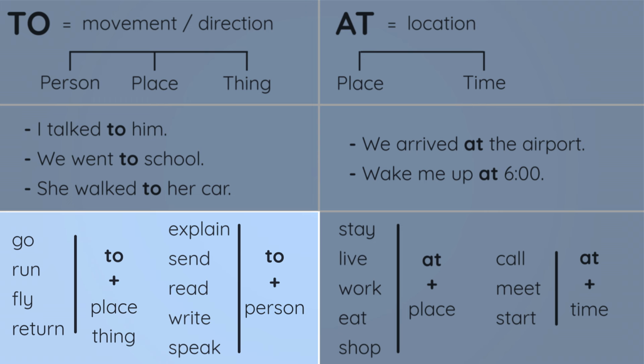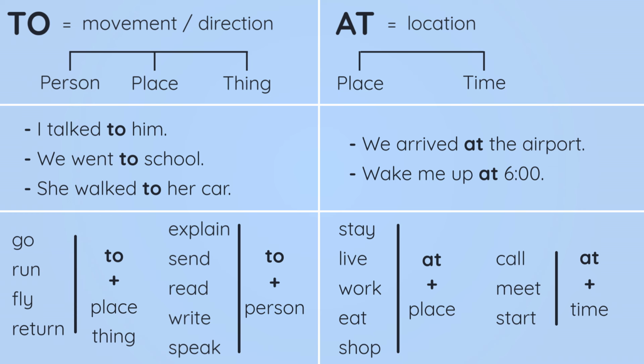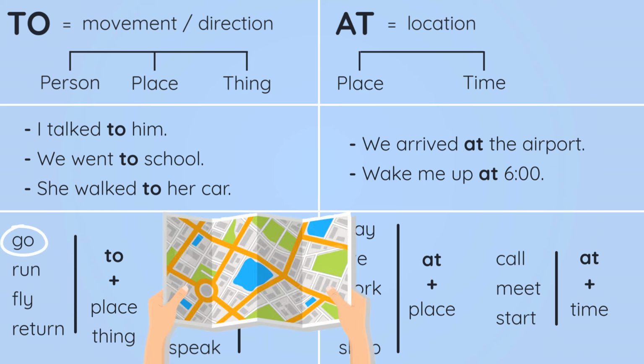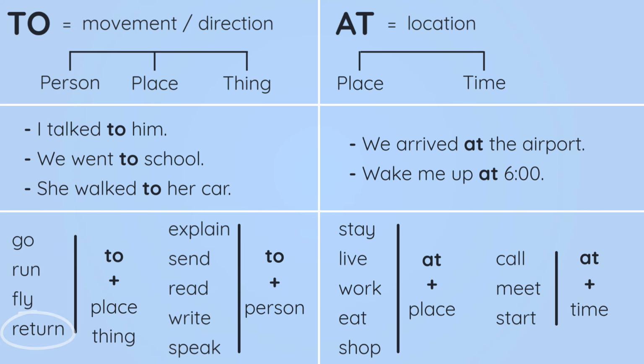Here are some other common verbs. There are lots and lots of verbs that we can use with this preposition to, which implies movement. These are some examples. You go to someplace. You go to school. You go to the university. You go to work. You run to something. You fly to London. You return to somewhere. Okay?